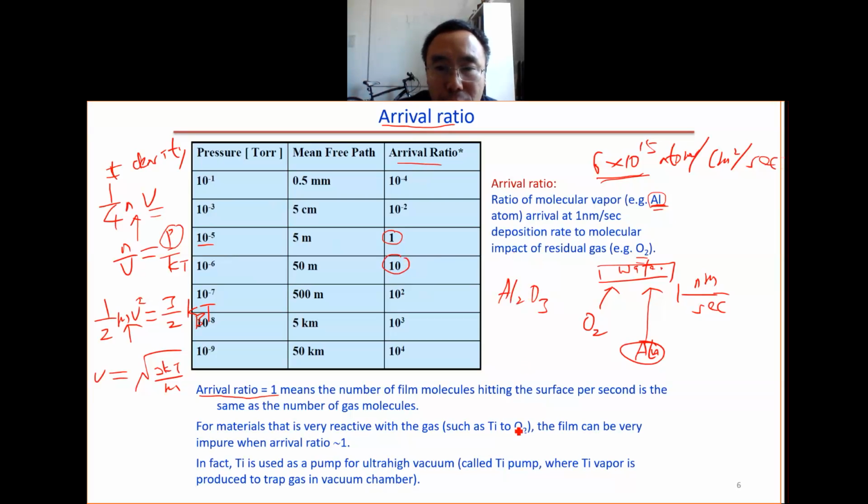But this depends on the film. For example, titanium will react easily with oxygen. Then it forms the titanium oxide. So actually, we can use titanium as the pump. It's called the titanium pump. We shoot titanium vapor into the chamber to react and trap the gas molecules to have higher vacuum. So this is the concept of the arrival ratio. Typically we need this vacuum so that we have 10 times more of the film material than the gas molecules hitting the surface.